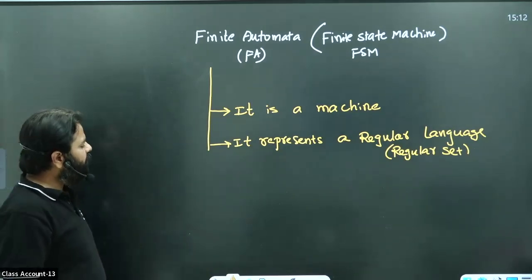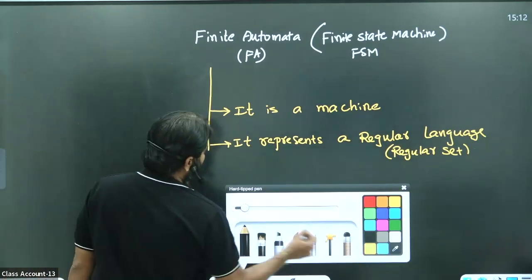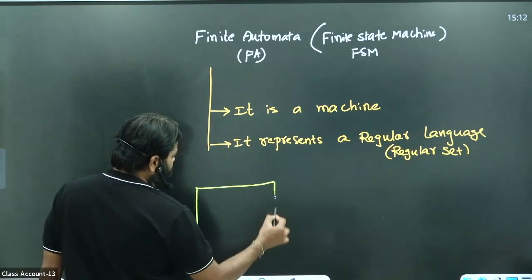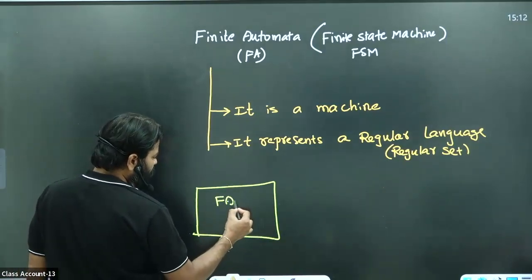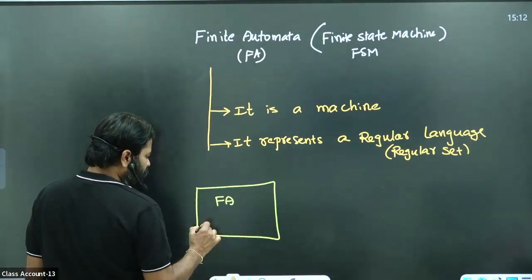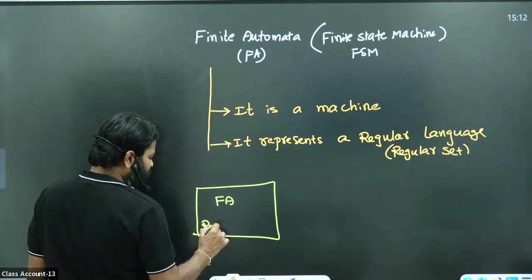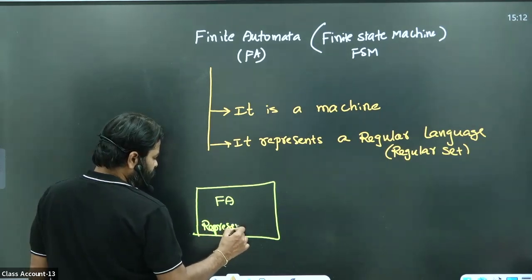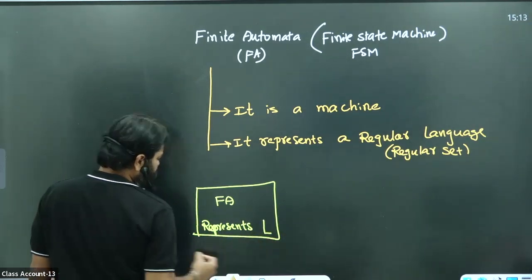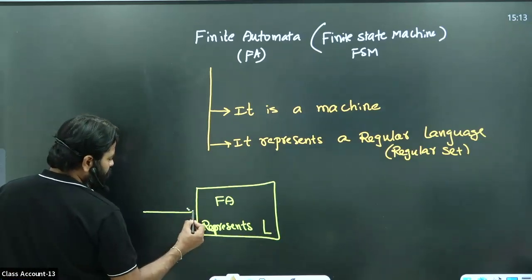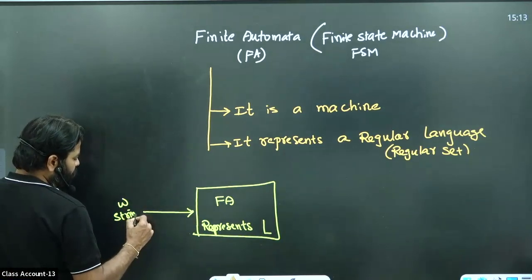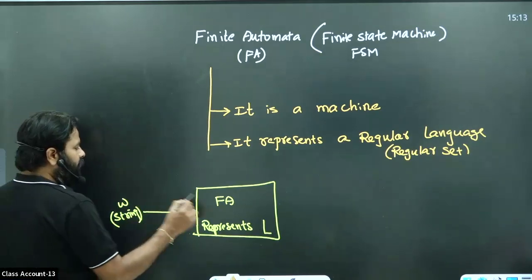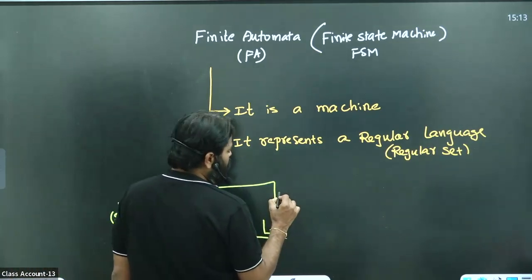What is the job of this finite automata? Very simple. We design a theoretical model. This is a theoretical model. This machine always represents some language, right? If you give any string to this machine, what does this W mean? Input. Then this machine automatically does some job.